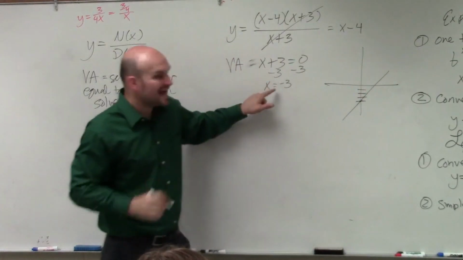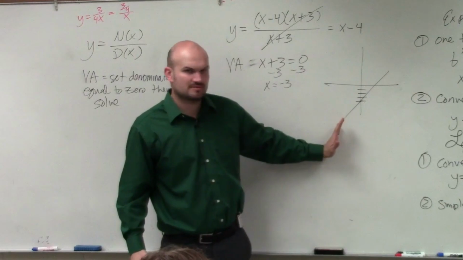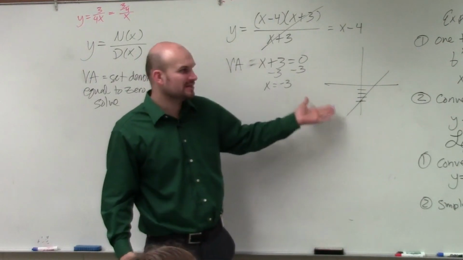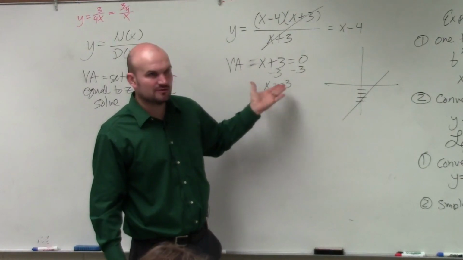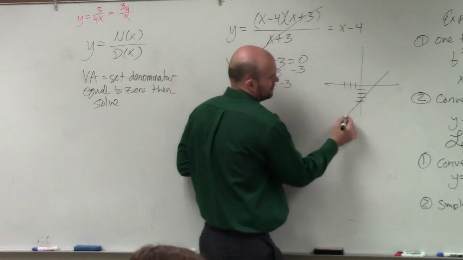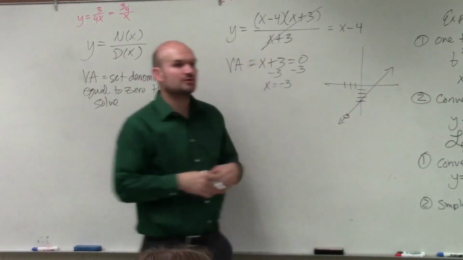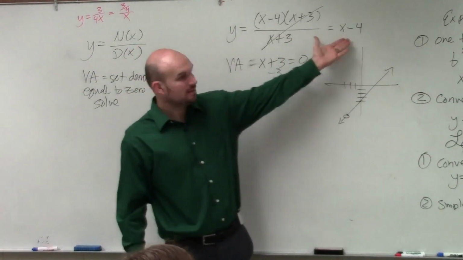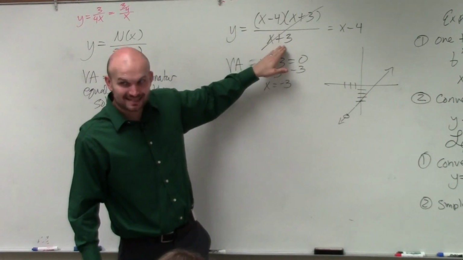But still, x cannot equal -3. Well, lines don't have asymptotes, right? So how do we graph a line but have x cannot equal -3? What that is called is a hole. So the graph is still a line, but originally you have a removable discontinuity.